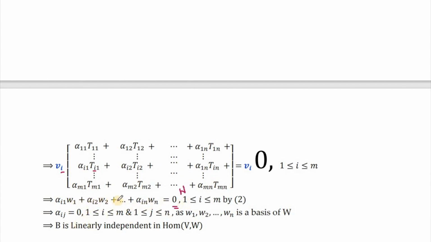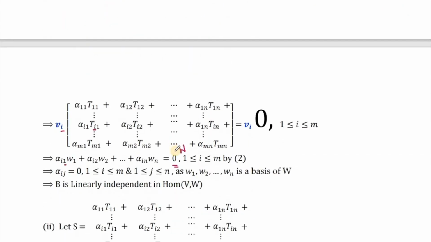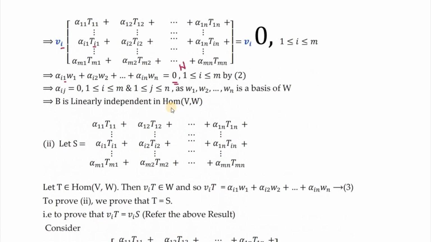But we know already that w1 etc. wn is a basis of W, and therefore the linear combination equated to the identity element in W should imply each scalar is scalar 0. So here we generalize this: Tij, where j ranges from 1 to n, and i ranges from 1 to m. So this shows that each of the scalars that you have considered is 0. When you consider the linear combination equated to 0 and get each scalar to be 0, then those Tij's are linearly independent.